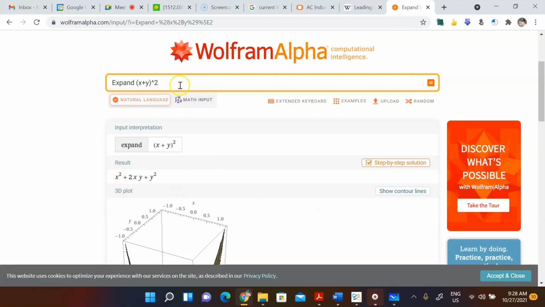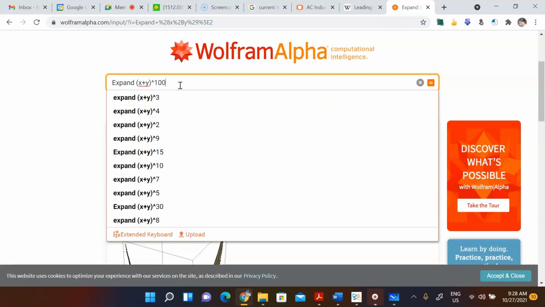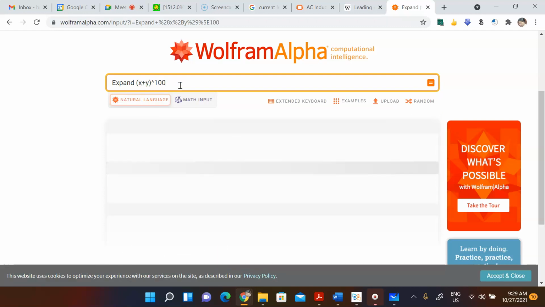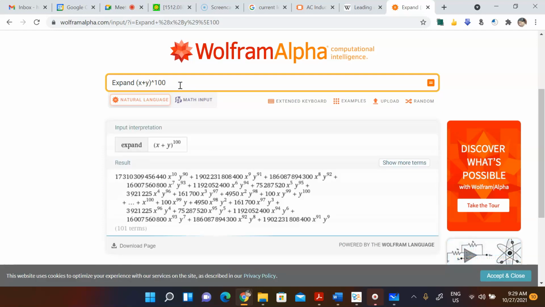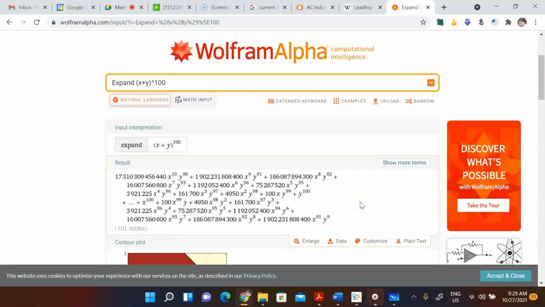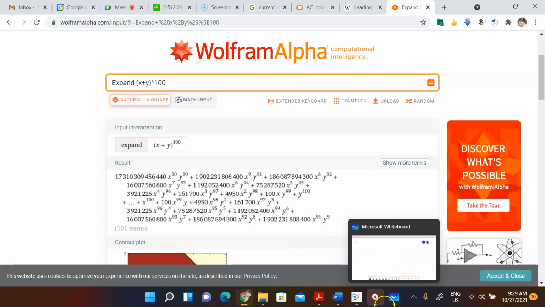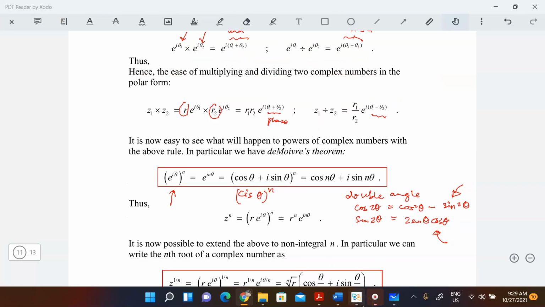But suppose I have something much more complicated. For example, let's take 100. Now you don't want to do this by hand, but you are now able to use this tool to actually get all the expansion. So you now have tools that actually help you do things. Of course here we are assuming that your n is an integer. That's another thing, but you can actually generalize this.